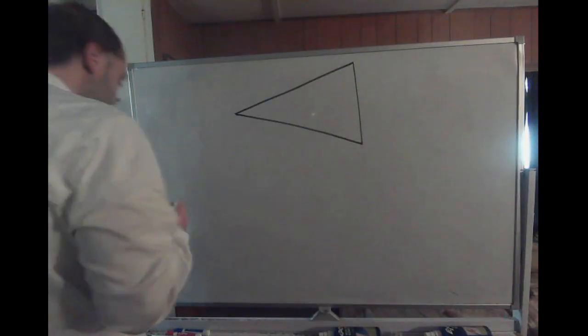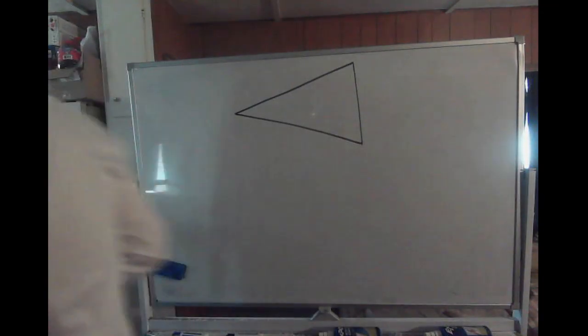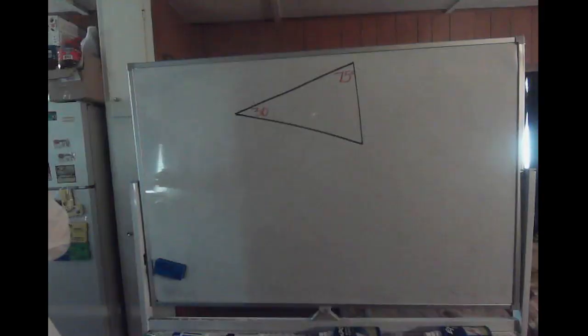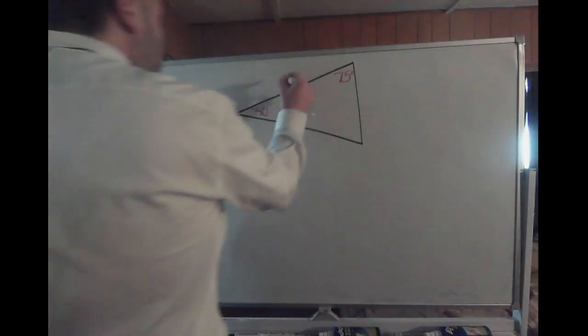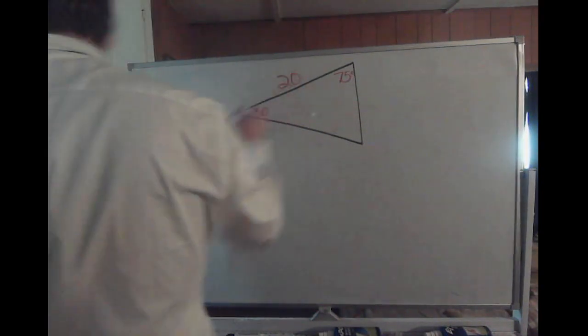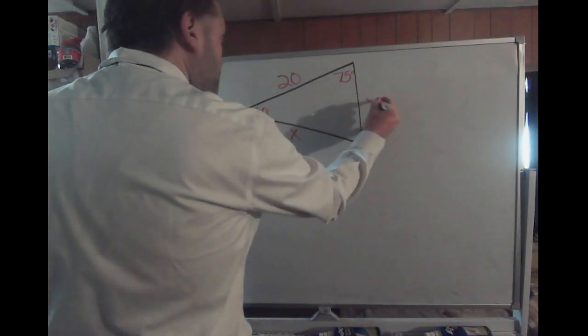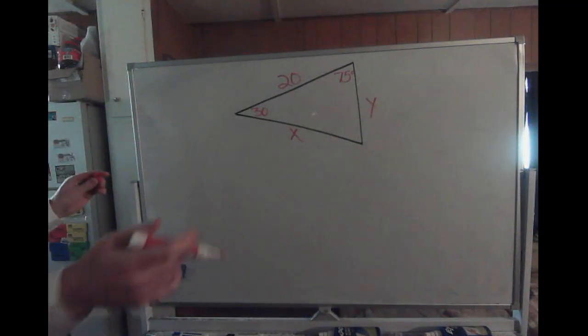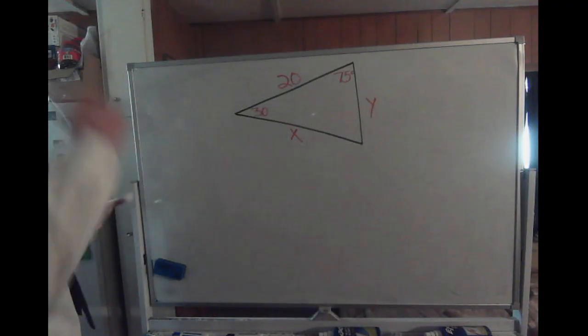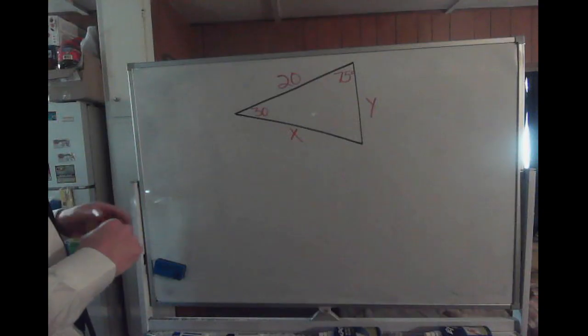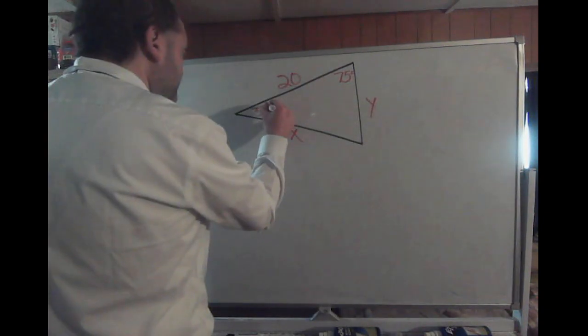Let's see what we get this time. This is 30 degrees. This is 75 degrees. This is 20. Then we have X and Y. So we'll be finding the length of sides. All right. Well, whoops, I better put degrees here.